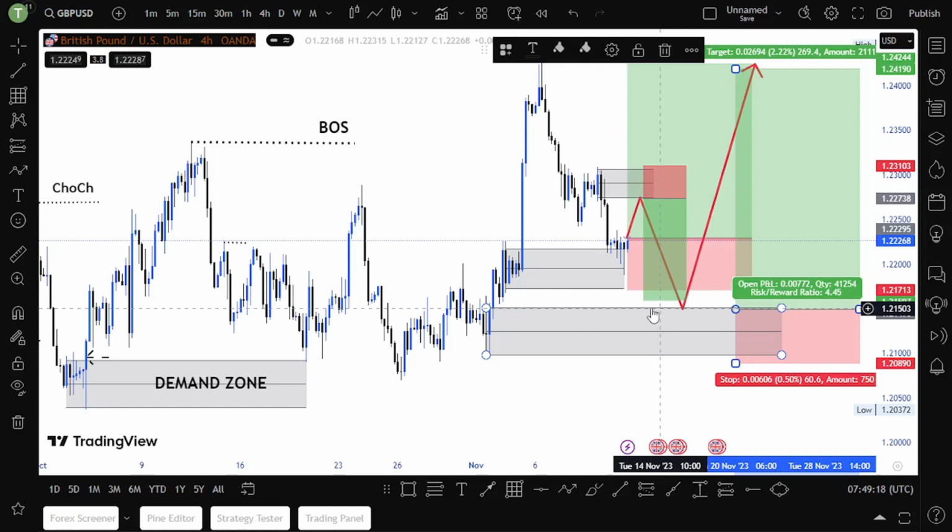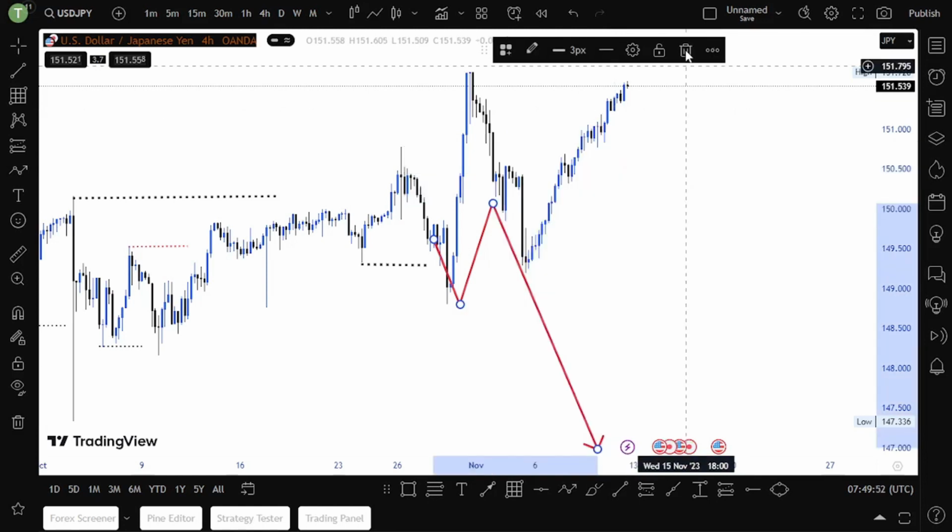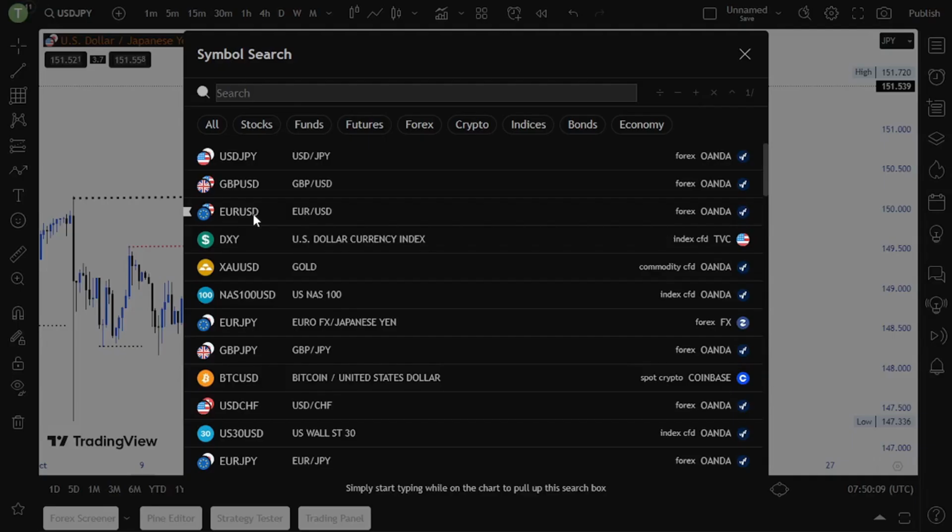Now let's look at USD JPY. I had planned to sell on USD JPY, but USD JPY is currently confusing. As you can see, the DXY is moving lower and the USD JPY is moving up. So this one is quite confusing, so I'd rather stay out of this one. Now let's move on to USD CHF.